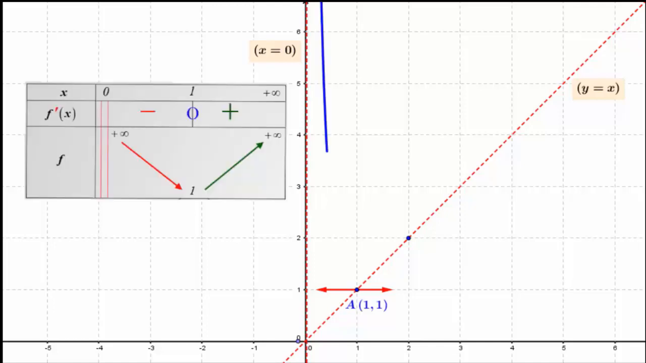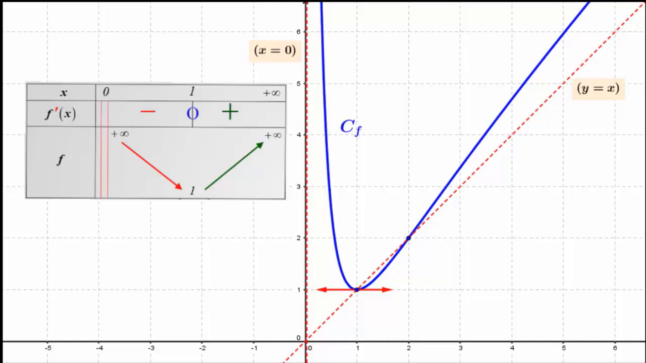Then we sketch the graph C according to the variations table, the vertical asymptote and the parabolic branch near plus infinity, while taking into account the relative position of the graph C and the line D, and also the given inflection point.